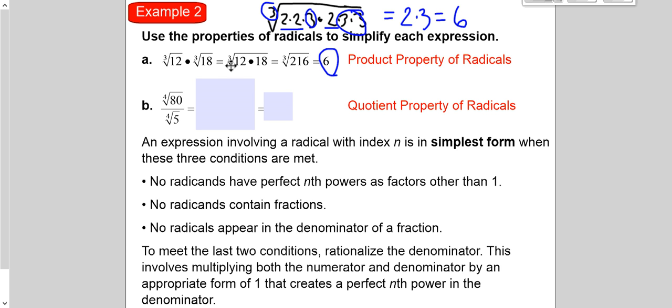All right, next problem. 4th root of 80 over 4th root of 5. They're both a 4th root. We can put it together. You can do your division. 80 divided by 5 is 16. 4th root of 16. Think about a factor tree. 16 is 4 times 4. 4 is 2 times 2. Another 2 times 2. So it's 2 times 2 times 2 times 2, which is 2 to the 4th. 4th root of 2 to the 4th is 2.